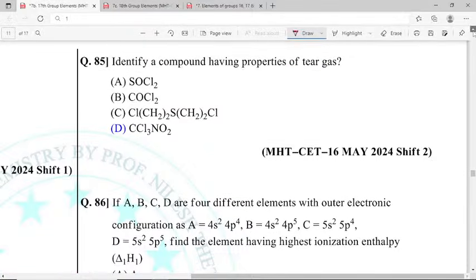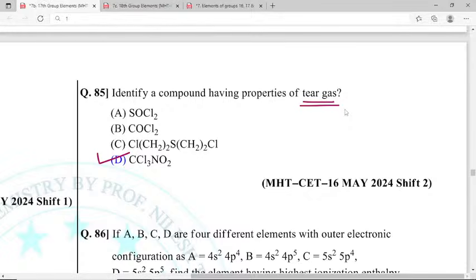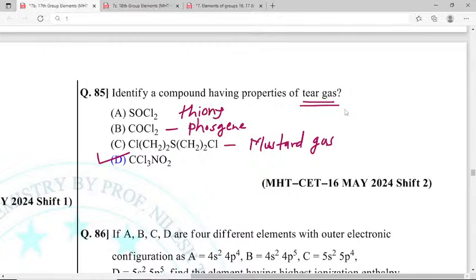Next question. Identify the compound having properties of tear gas. Tear gas is CCl3NO2. Same question. This is mustard gas. This is phosgene. This is thionyl chloride.